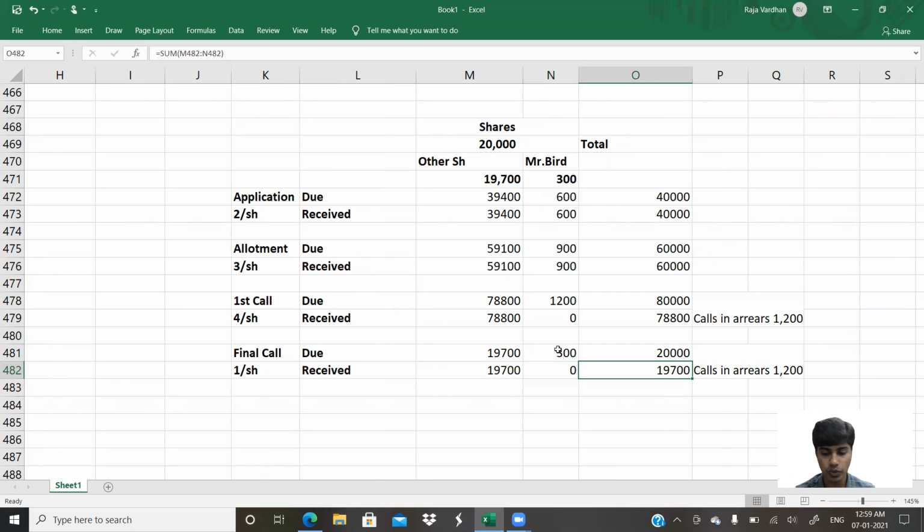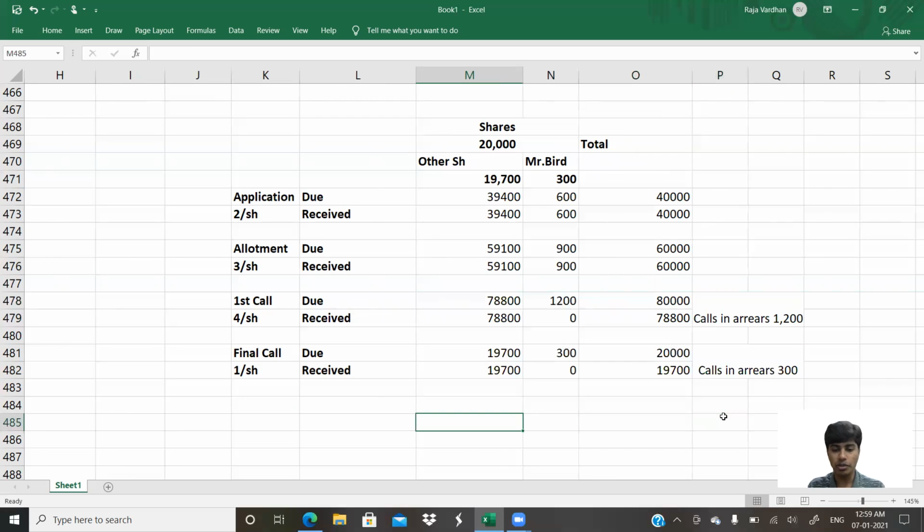But what was received? Only 19,700 was received. 20,000 was not received. Meaning how much is the amount not received? 300. So what is the total calls in arrears? 1,200 plus 300. 1,500 rupees is calls in arrears.